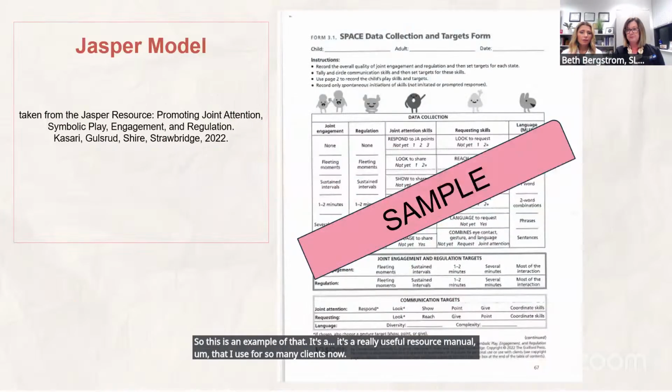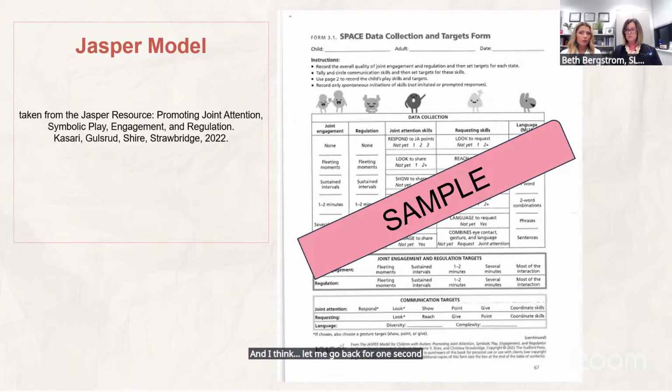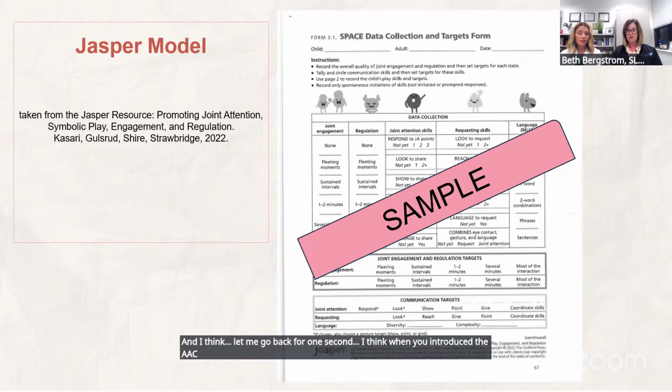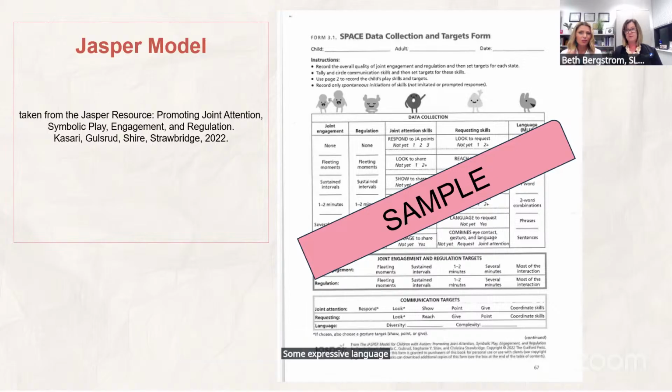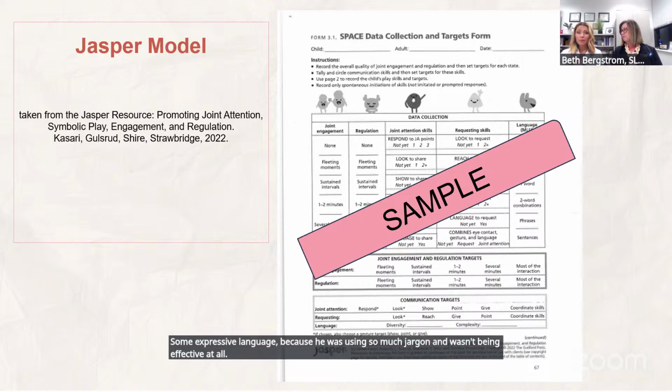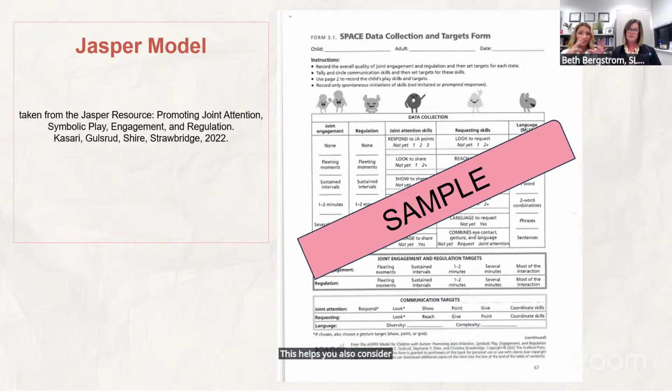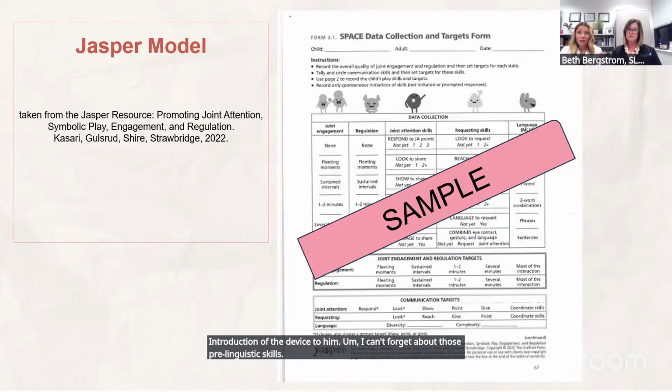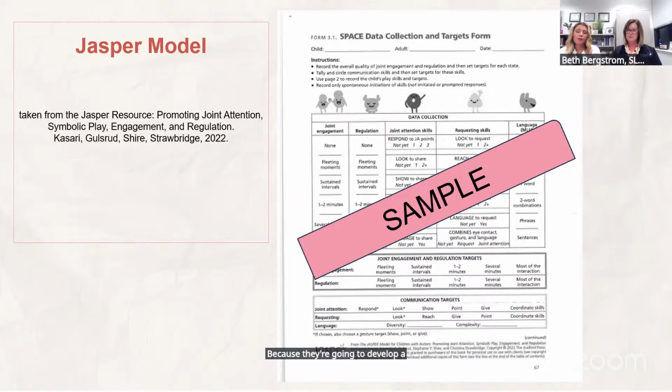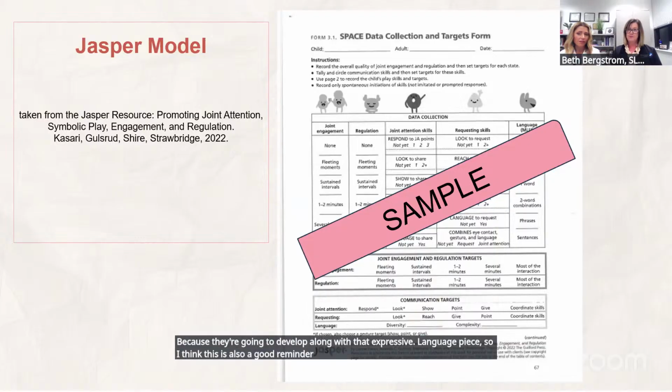And I think, if we go back for one second, I think when you introduce the AAC device as a way for him to have some expressive language, because he was using so much jargon and wasn't being effective at all, this helps you also consider, okay, I have to develop these things along with introduction of the device to him. I can't forget about those pre-linguistic skills because they're going to develop along with that expressive language piece. So I think this is also a good reminder of that as well.